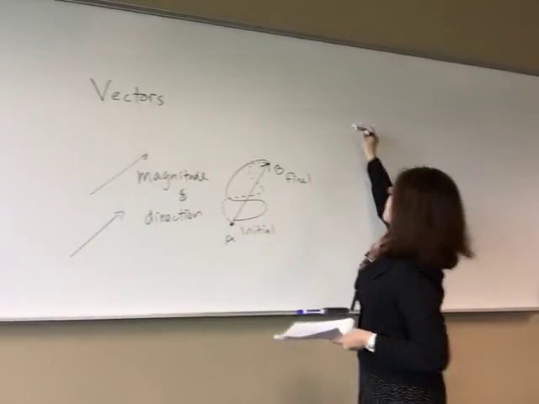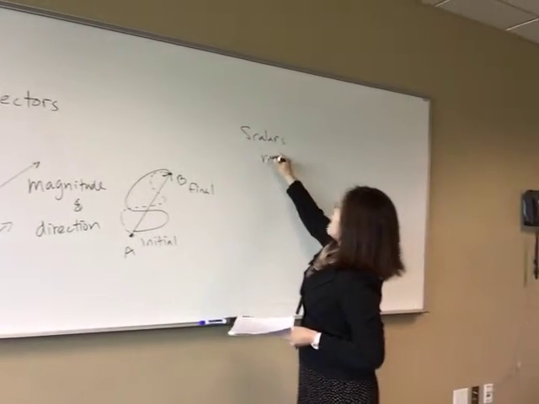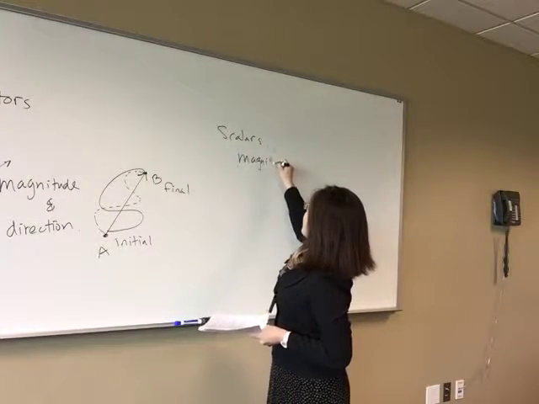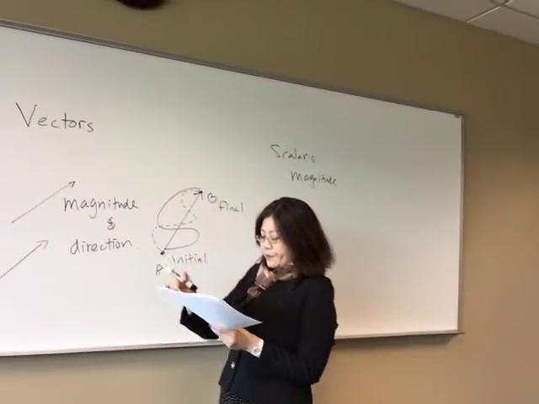Now what about scalars? Scalars basically just have magnitude. They do not have a direction. Okay? So that's the difference between a vector and a scalar.